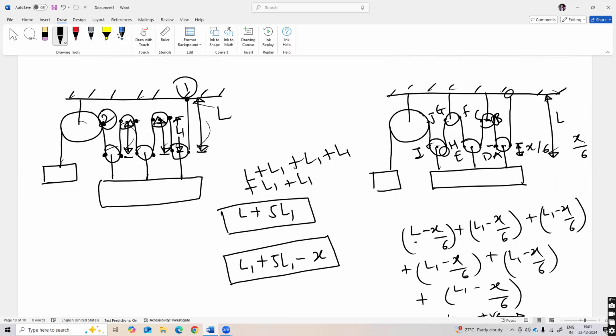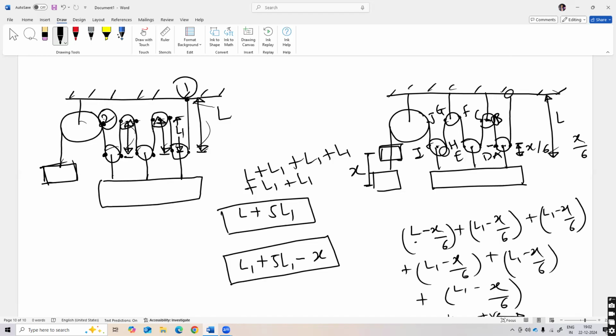So the length of rope between 1 and 2 was L plus 5 L1 initially, and now it has become L plus 5 L1 minus X. So if initially this block was at this point, it has moved by distance X, because now the length of rope has become L plus 5 L1 minus X. So that X will get added here, and this block, whatever its initial position, will move down by distance X, because the rope will always be there.